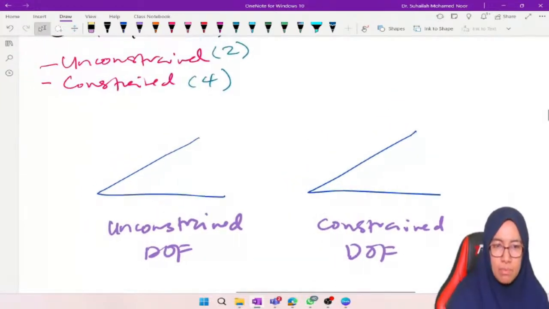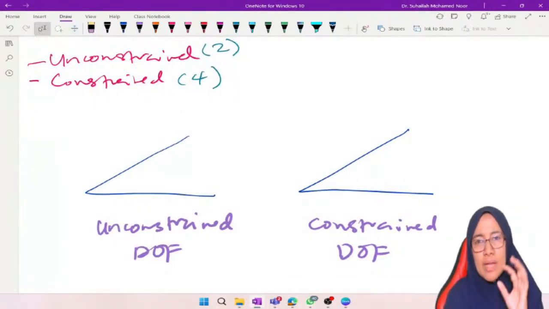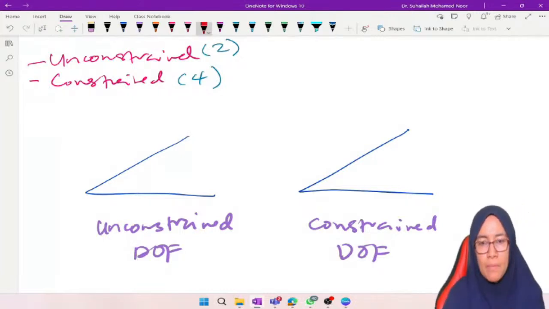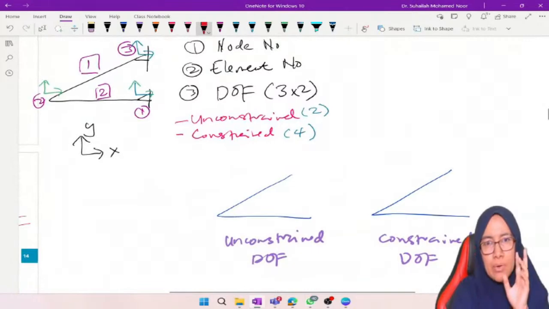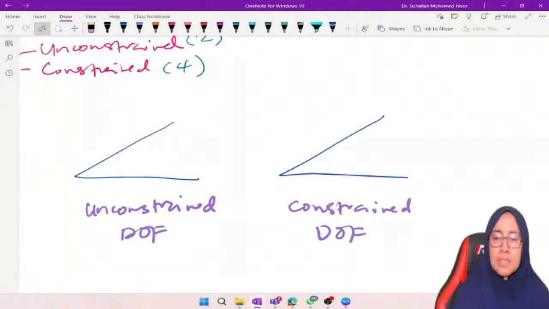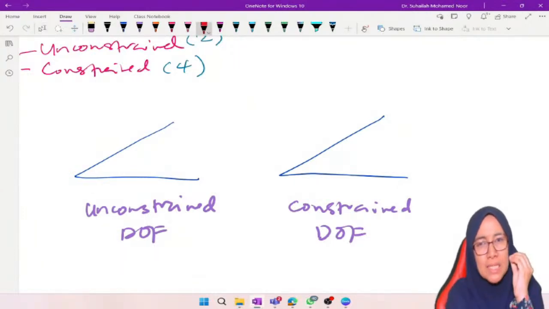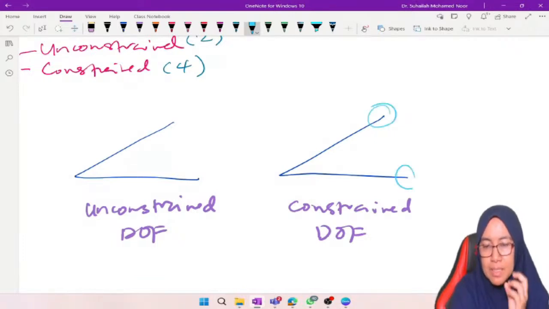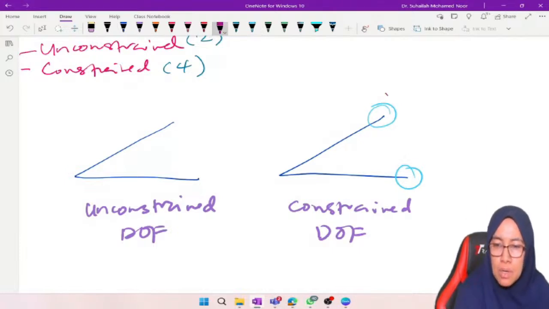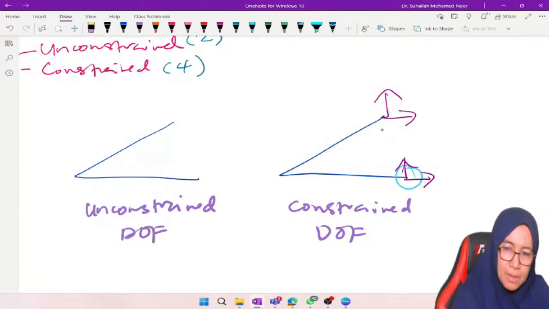In constraint there are 4 degrees of freedom, so we have to put 4: 2 at node number 1, and 2 at node number 3. Where is the location of the pin support? It is for the constraint system. This is a pin support, and this is a pin support. Pin support means that we have to put degree of freedom 2 and 2.